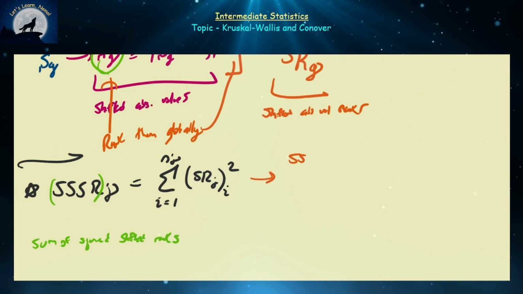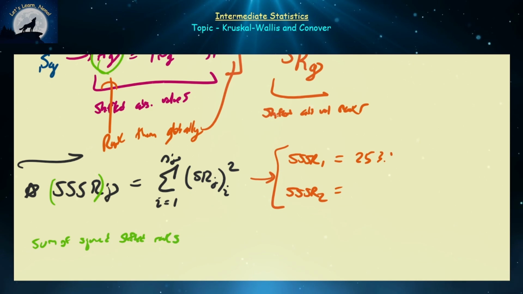So we're going to have an SSSR1 and an SSSR2 for our particular samples that we had in the beginning of 253.5 and 563.5 as well. So those are fun to implement on your own.